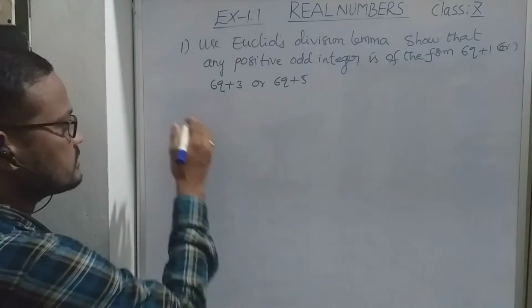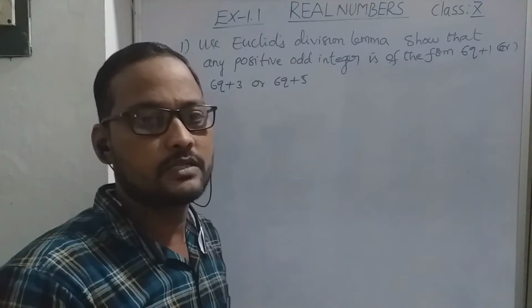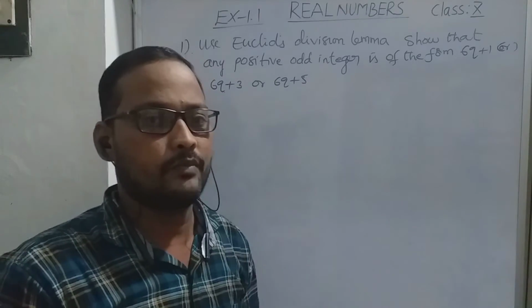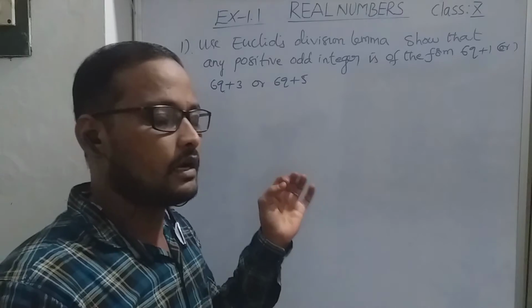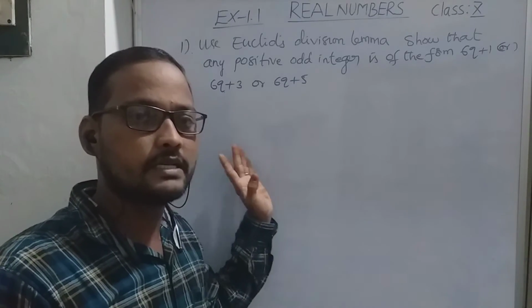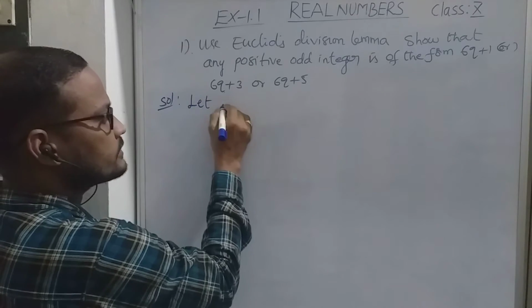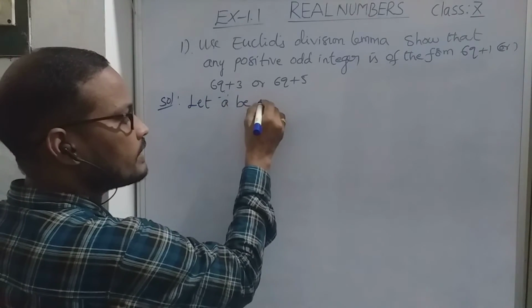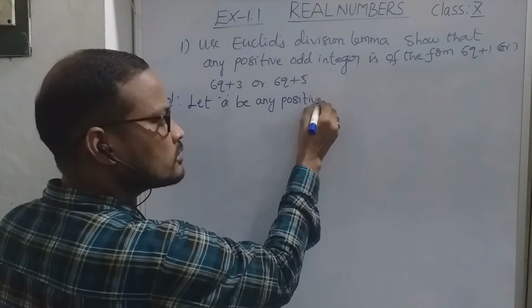Okay? So let us take the solution. We know positive odd integers are 1, 3, 5, 7, 9 and so on. So all the numbers we cannot take at a time. That's why, for those numbers we have to consider one letter. Let a be any positive odd integer.